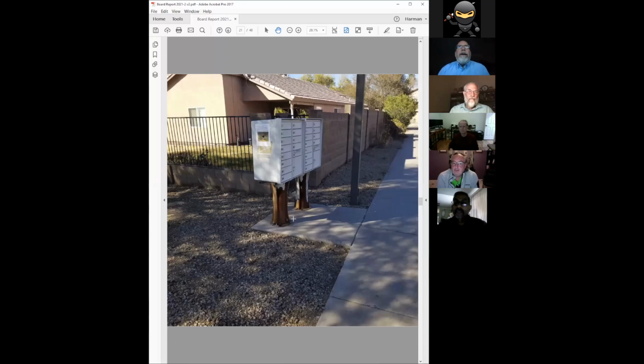But I think it's one of those things where you drive through the community, and it doesn't look like we're taking care of it, because we're not. We need to be. Okay, so any further discussion on that? I'll go ahead and get bids for the next meeting on the mailbox painting. Perfect. Okay. I would say, yes, go ahead.